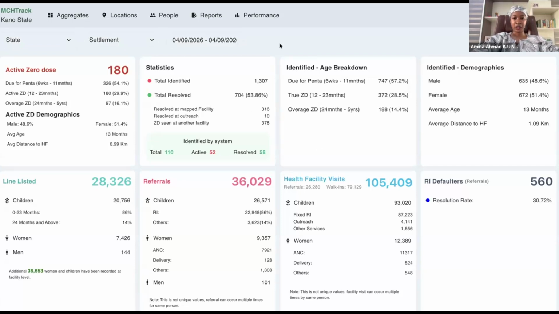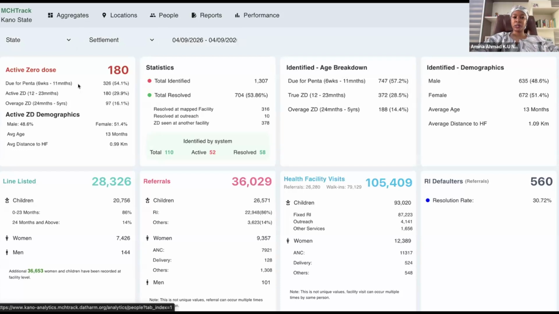From the data that we have captured through the app, we're able to have an aggregate of first active zero dose. So when we say active zero dose, how many have been identified by the community mobilizers, referred to the health facility, but are yet to access service? We have been operating for a couple of years, and the definition of zero dose has evolved. We started with 6 weeks, so when they are due for Penta 1, but based on the Gavi definition now it's between 12 to 23 months.